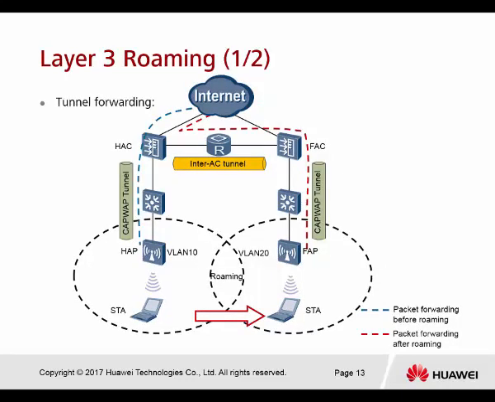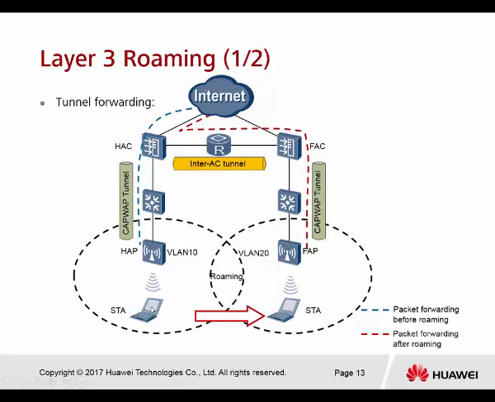Now the layer 3 roaming. What's the difference between layer 2 and layer 3? Now this is the tunnel forwarding. The controller here, the HAC, forms a CAPWAP tunnel with the HAP. Then the FAC also forms its own CAPWAP tunnel with the FAP. Between the controllers, HAC and FAC, both of them are already configured with the inter-AC tunnel. It's already enabled and they form the tunnel.